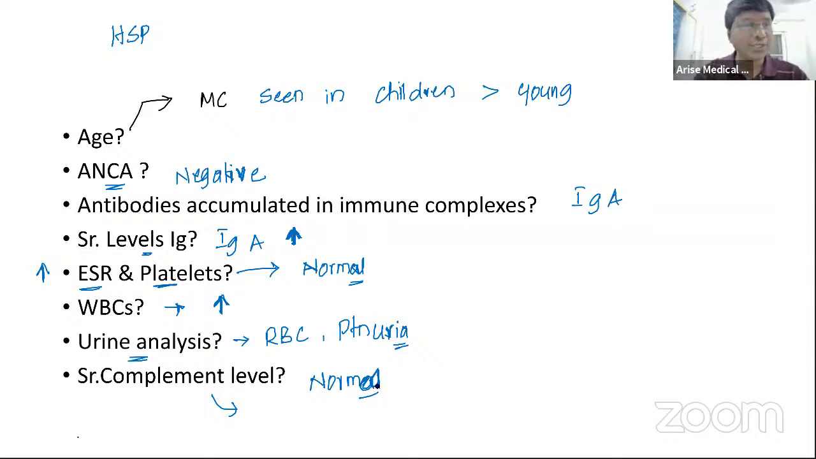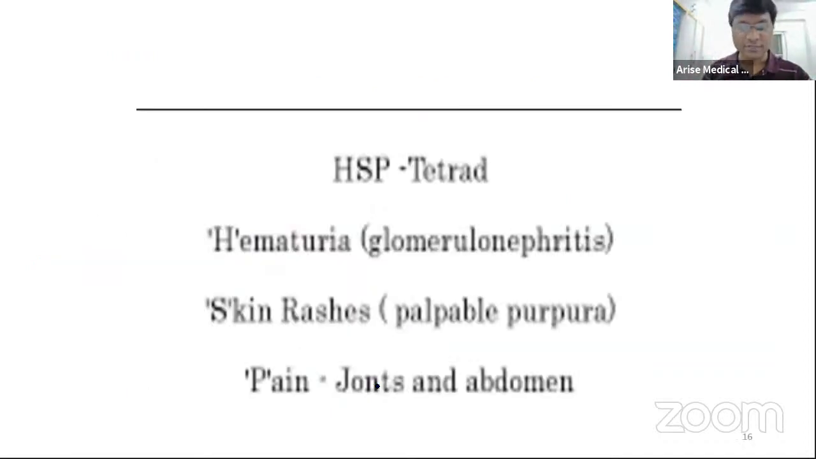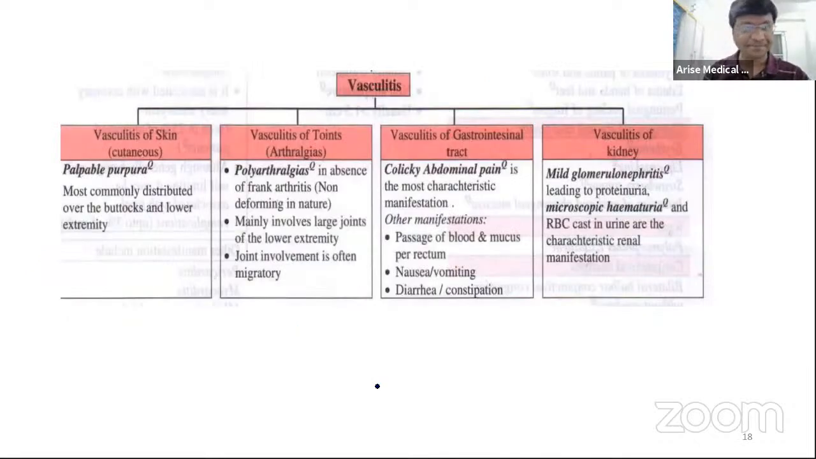So that is what you will see in case of Henoch-Schonlein's purpura. The age of the individual, most commonly seen in children rather than young individuals. ANCA negative. IgA antibody levels in the immune complex are elevated. Serum IgA levels elevated. ESR will be elevated, but the platelet count will be normal. And there will be mild leukocytosis. Urine analysis will show RBCs and proteinuria. And serum complement levels will be absolutely normal in spite of the immune complex deposition.